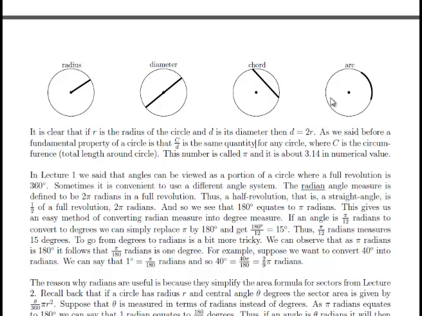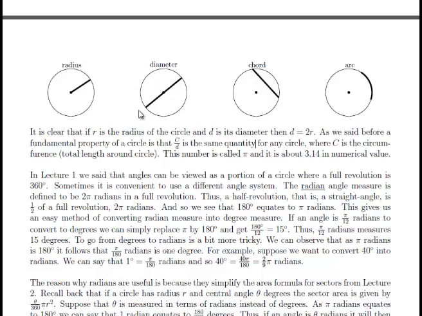a chord. And part of the circumference of a circle is called an arc. An arc is this darker line that goes from here to here.